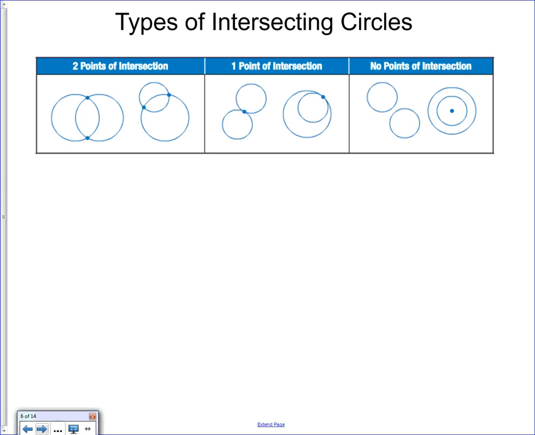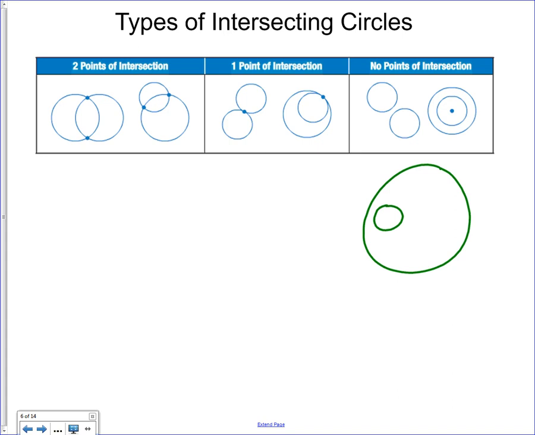Circles can intersect in different ways. They can intersect with 2 points, as shown in the leftmost boxes. They can intersect at 1 point, and given two different ways that they can do that in the middle. And then they can intersect at no points. There's two examples there. I'll add a third example of circles intersecting with no points. So it would be just like that.